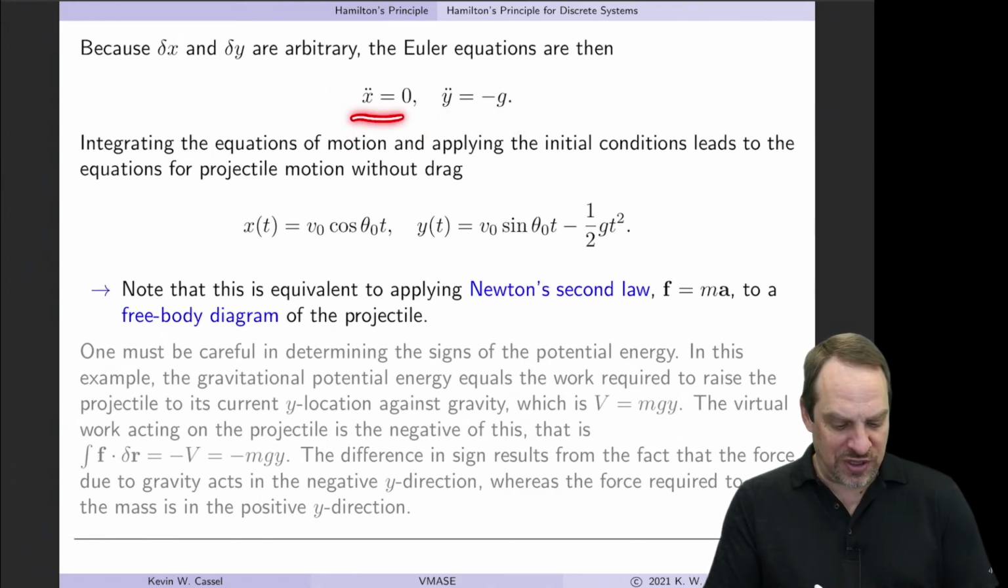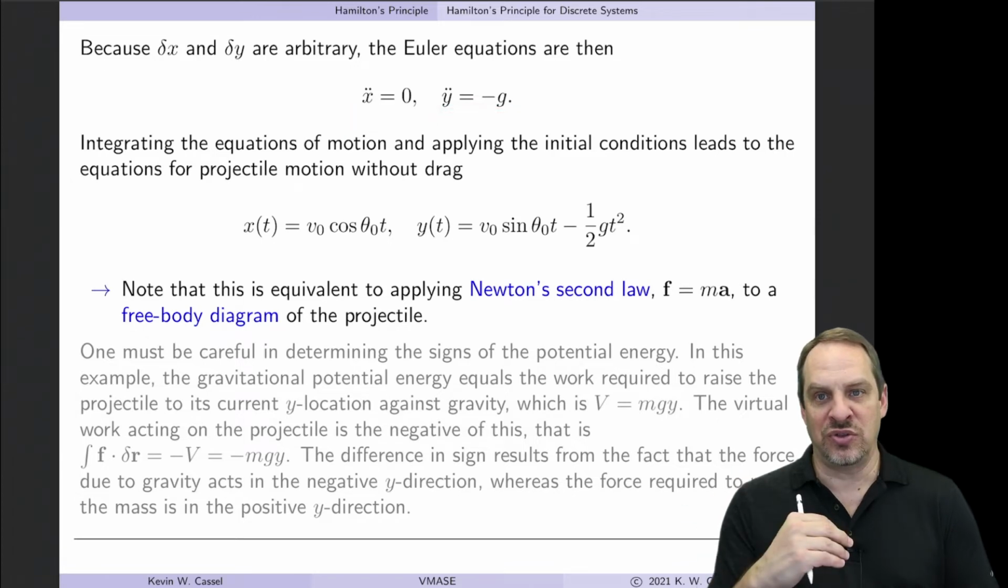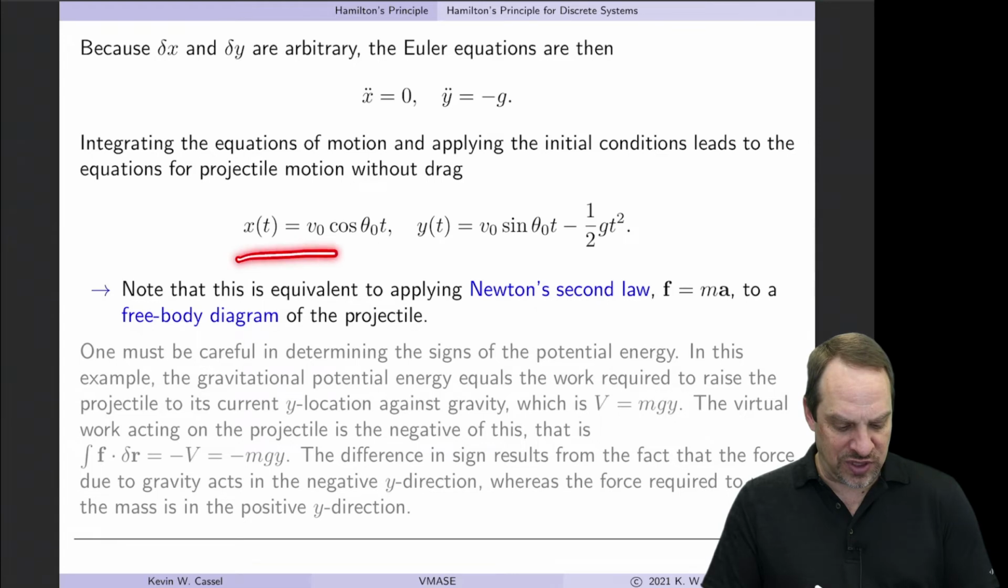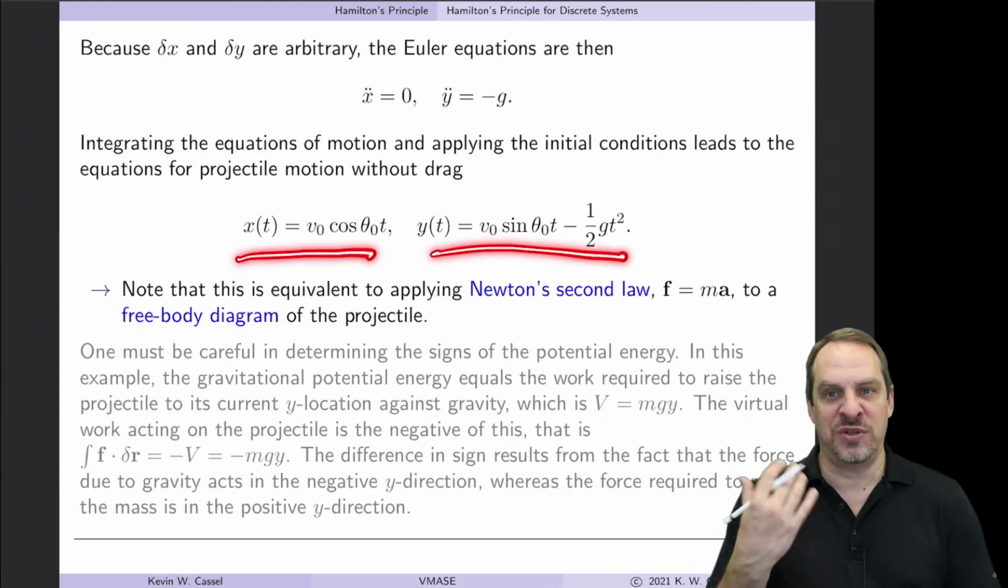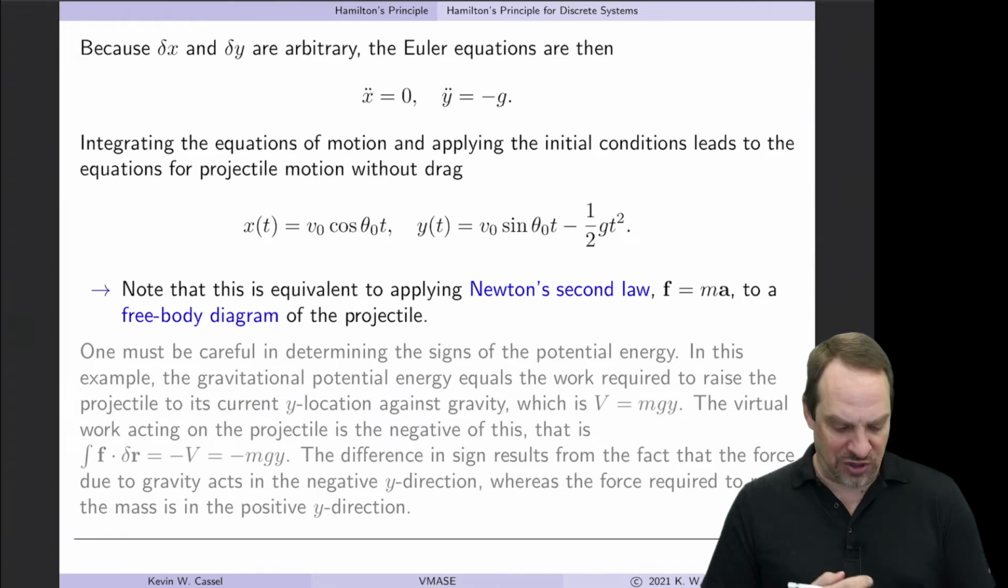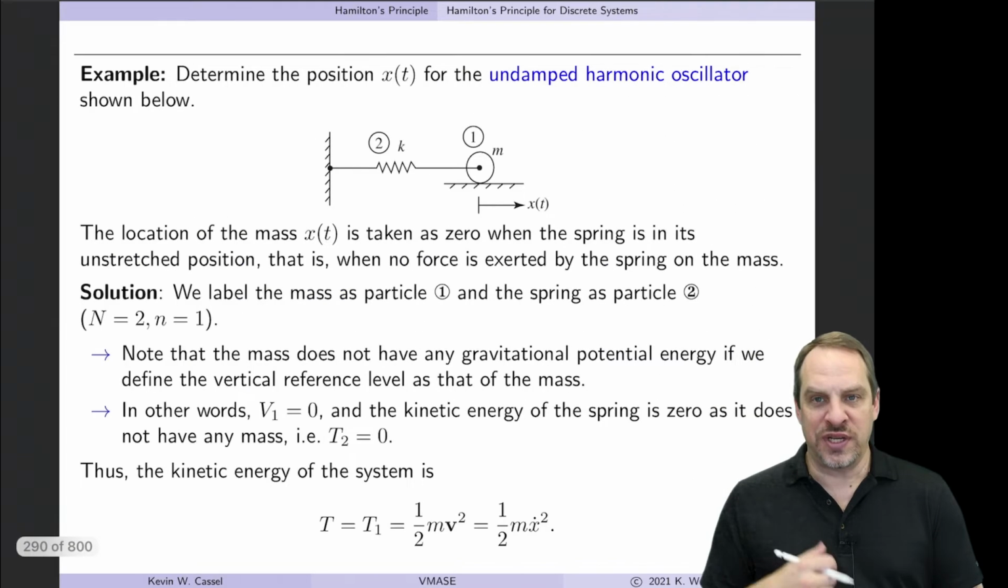So if we integrate these twice and put in the initial conditions on position as well as velocity, then we get these two expressions here. And those are the same expressions that you get from high school physics when you applied Newton's second law, F equals ma. So let's look at a second example.